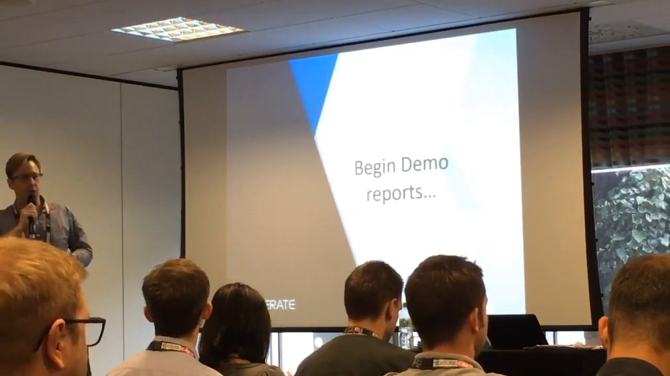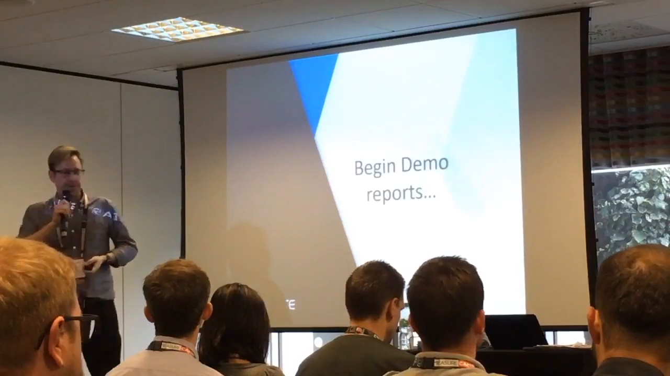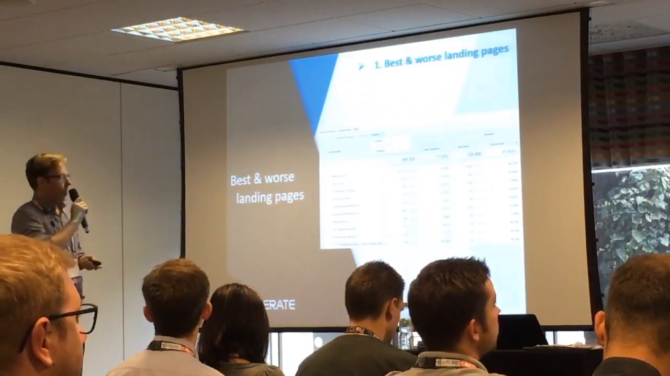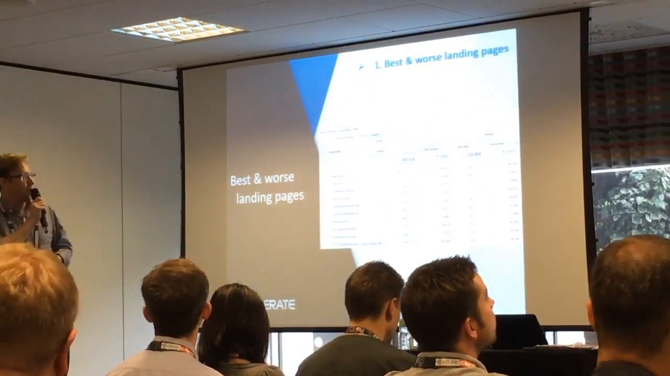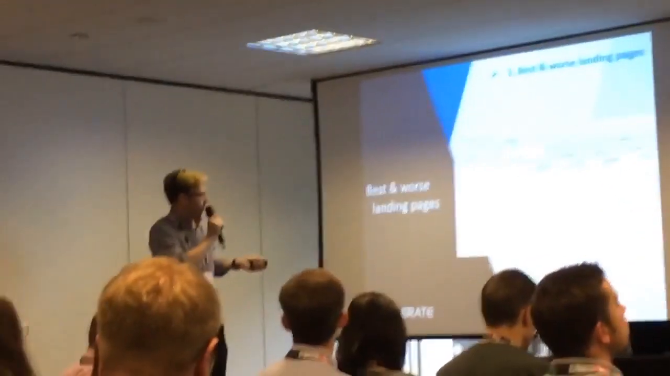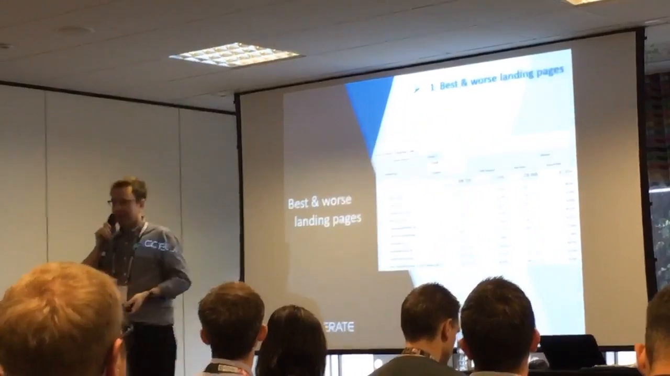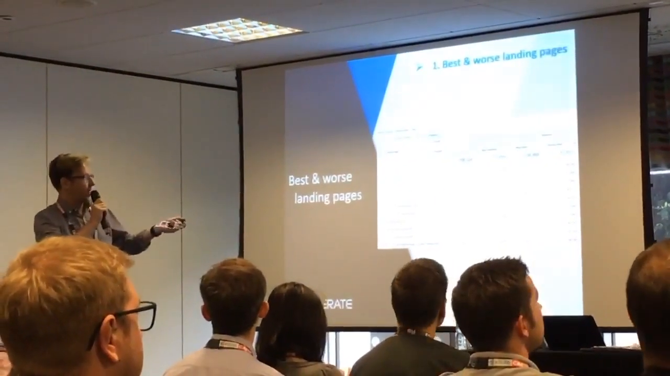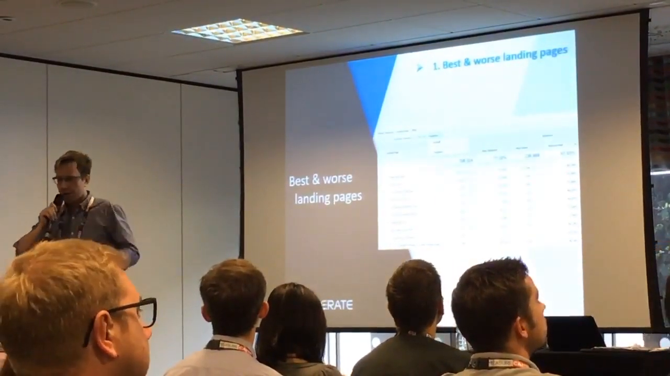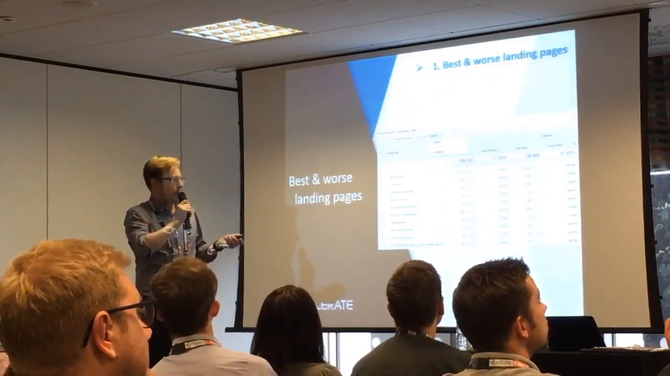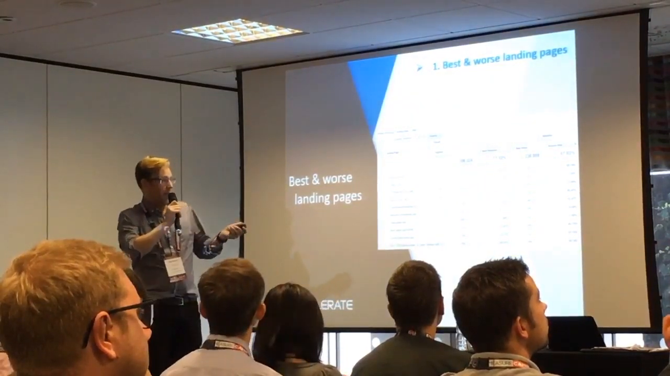So if you haven't turned on goal values, you need to. In this example, this is the first report. This is best and worst landing pages. Here I've got, this is actually sorted via a magic button in Google Analytics, which is the weighted sort feature.